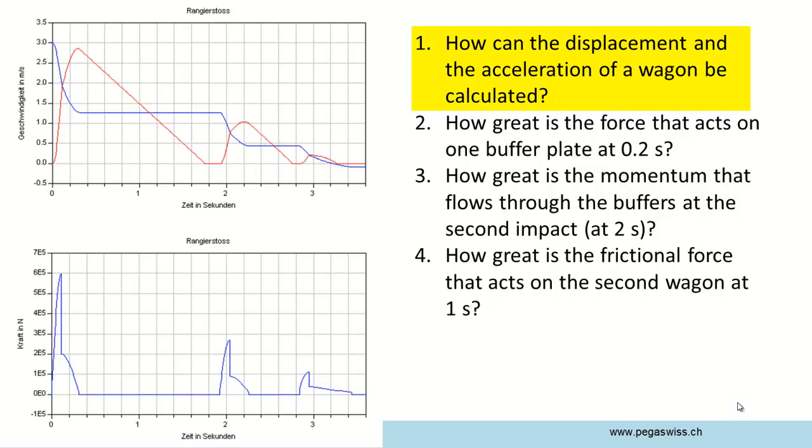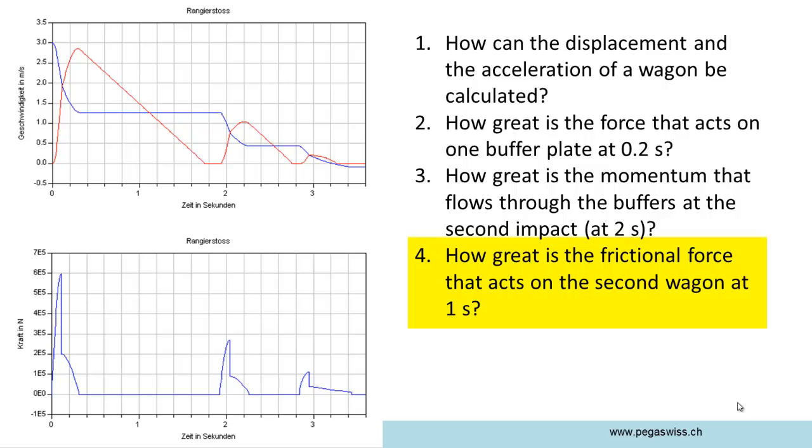How can the displacement and the acceleration of a wagon be calculated? How great is the force that acts on one buffer plate at 0.2 seconds? How great is the momentum that flows through the buffers at the second impact, at 2 seconds? How great is the frictional force that acts on the second wagon at 1 second?